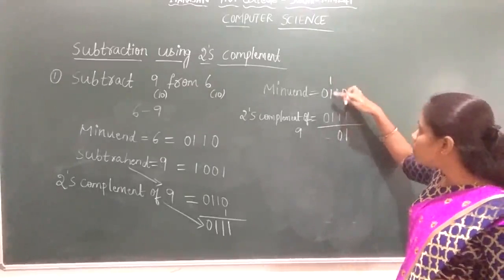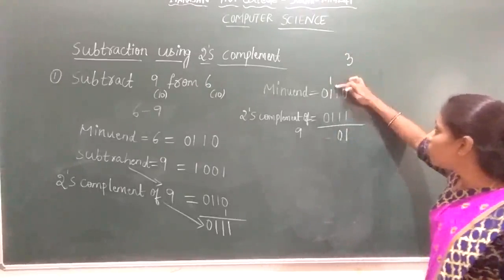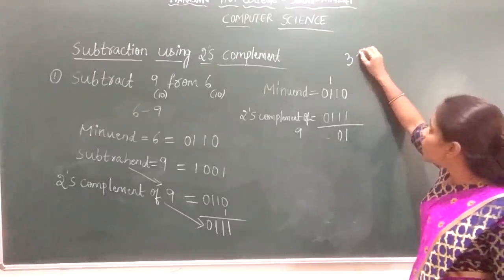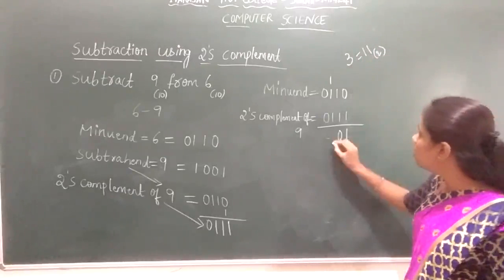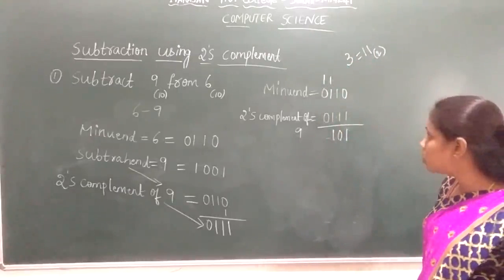So in this case 1 plus 1 plus 1 is 3 in decimal value. But 3 cannot be written as it is. The binary value of 3 is 1 1. So I will write only 1 here and 1 will be carried to the next higher position.